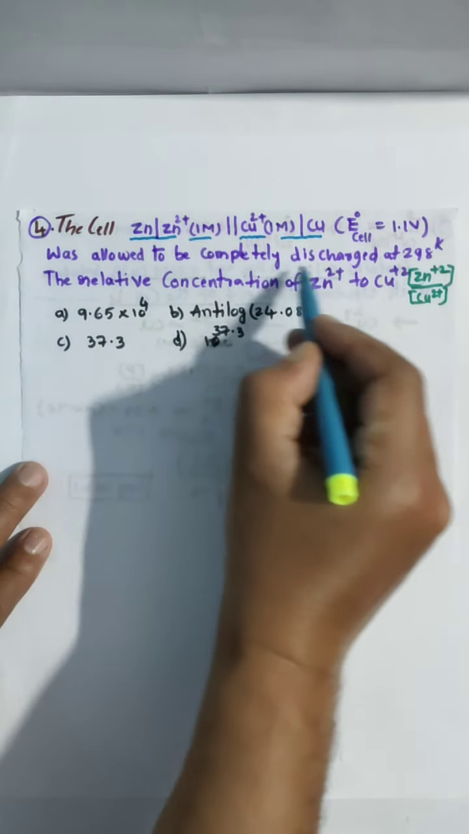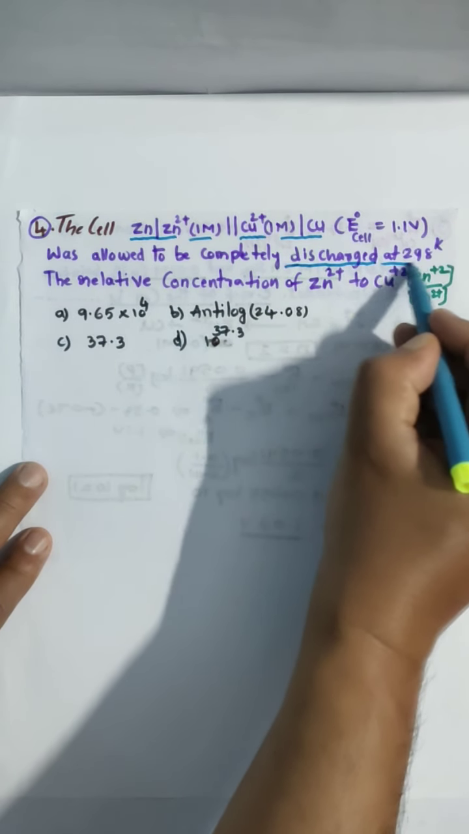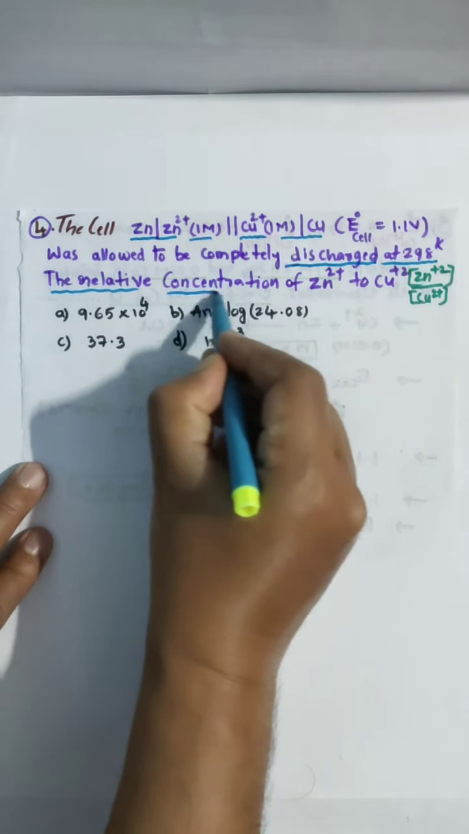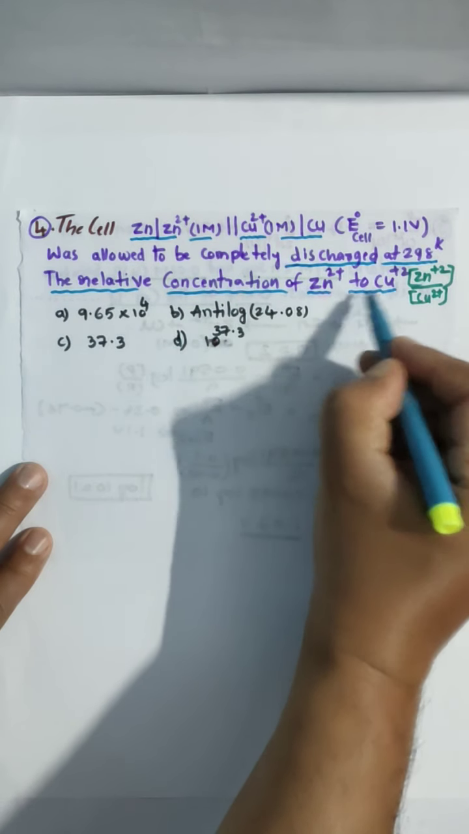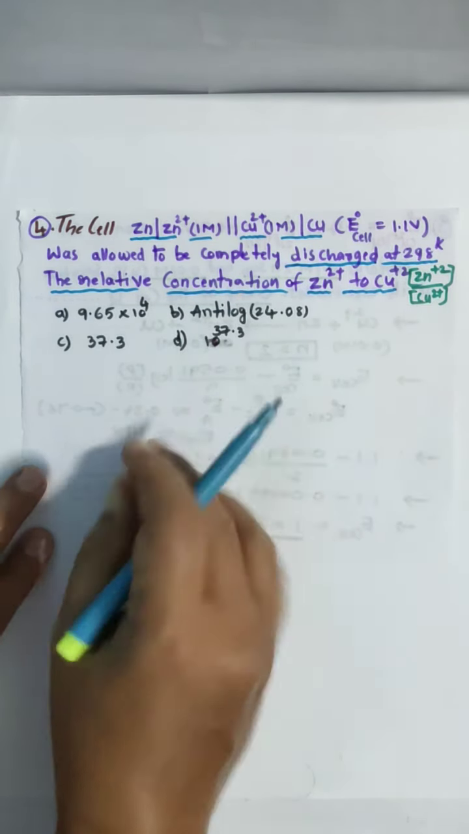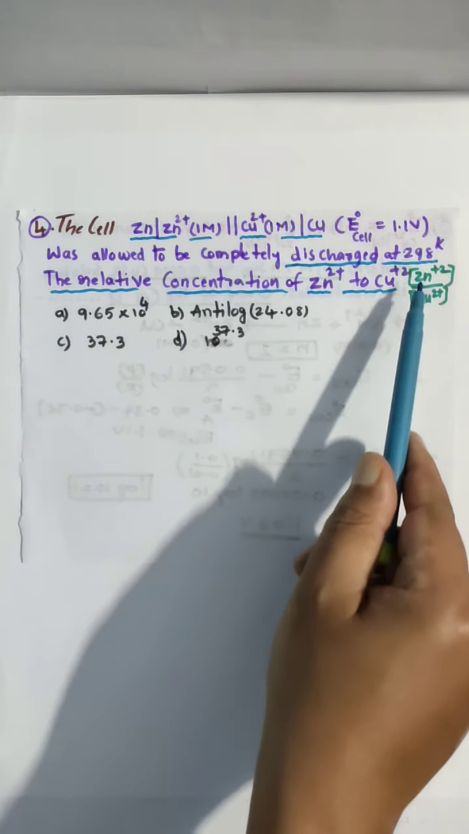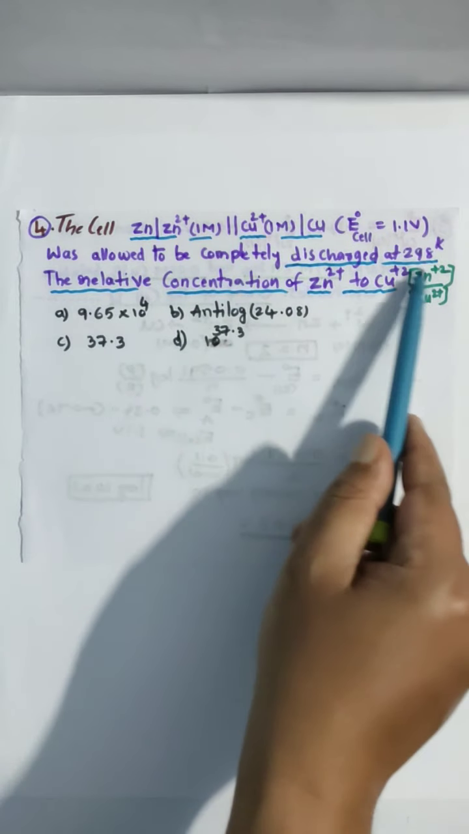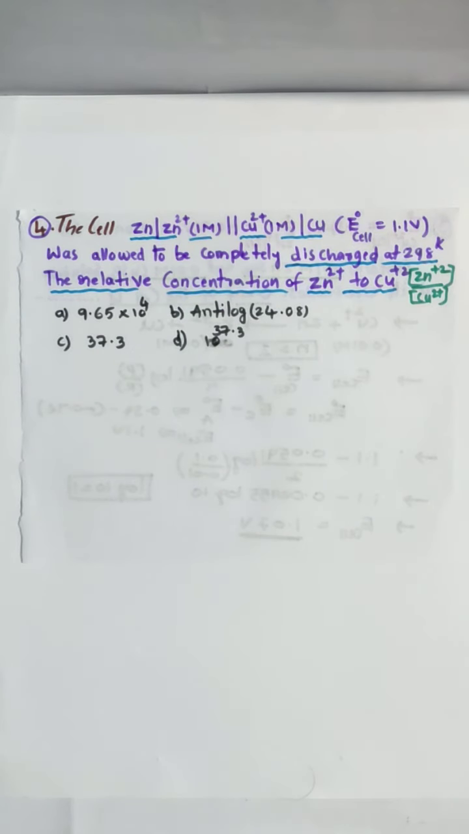The cell was allowed to completely discharge, which means complete discharge takes place at 298 Kelvin. The relative concentrations of Zn2+ to Cu2+, the ratio, we have to calculate. Electrode potentials are not given. The relative concentrations of these two we have to calculate. This is actually one tricky problem. Let me discuss this problem.